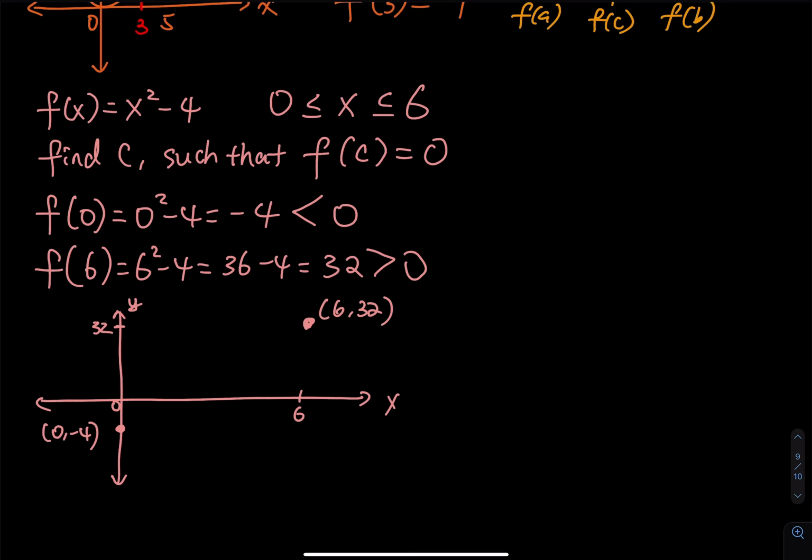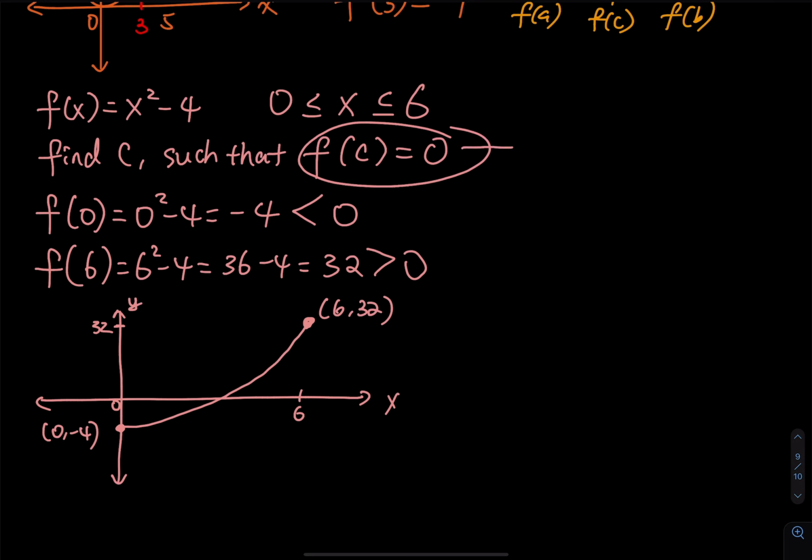Okay, so we have a parabola. 0, negative 4 is actually the vertex, so the parabola looks like that. Between 0 and 6, there is no vertical asymptote, and we can find a point c such that f of c is equal to 0. That means this is an x-intercept. When x is equal to c, y is equal to 0. That is the x-intercept right over there.